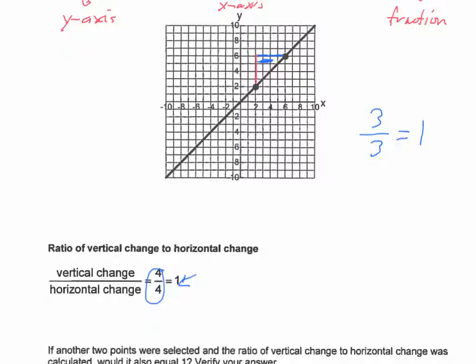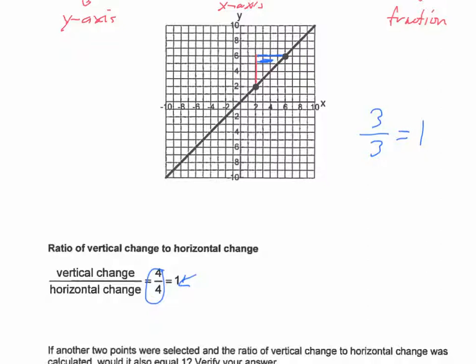I could do any interval that equals 1. I could do 5 over 5. Okay, let's start right here and go 5: 1, 2, 3, 4, 5. And if I move to the right 5, 1, 2, 3, 4, 5, that gives us another point on the line.